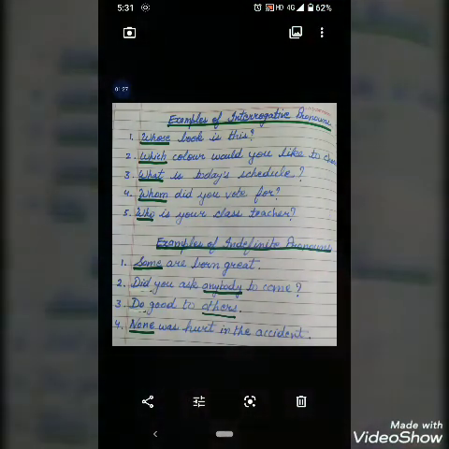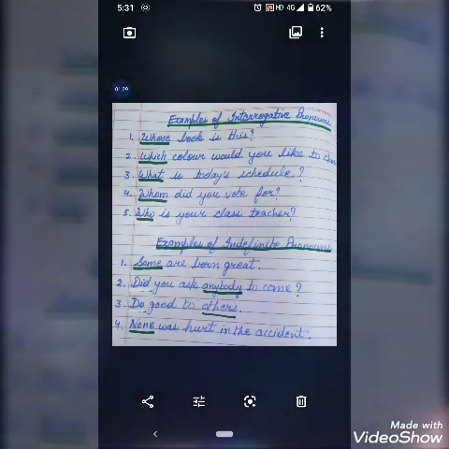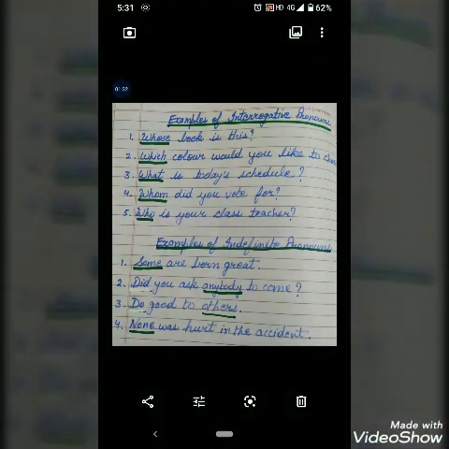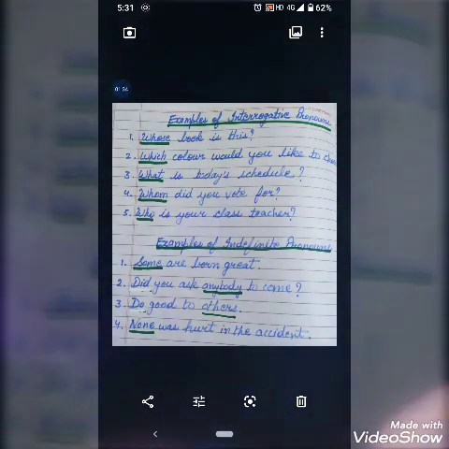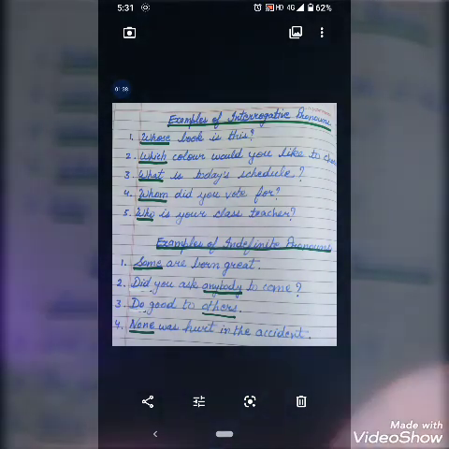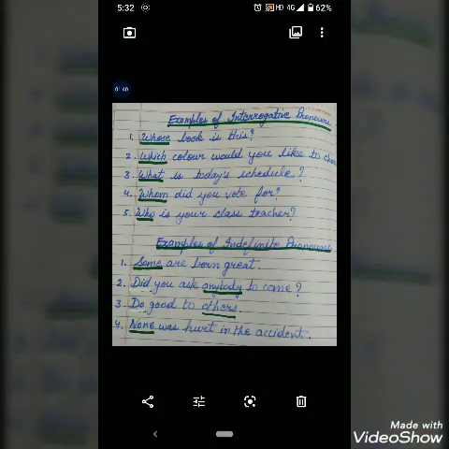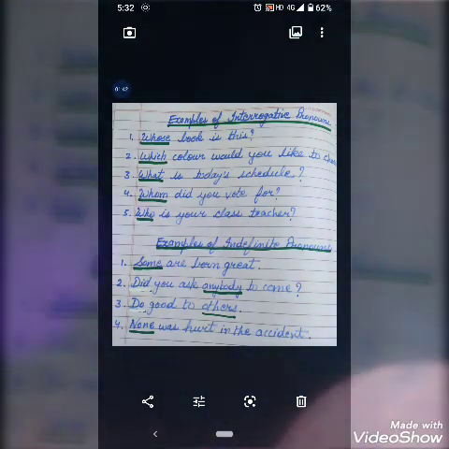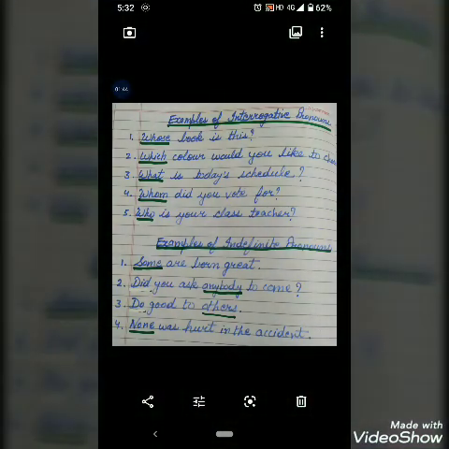Dash was hurt in the accident. None was hurt in the accident. Accident mein kisi ko bhi chot nahi lagi. Here none is also in general. None can be anyone. We are not talking about a particular person. So this is all about the pronouns. I hope you all have understood it.